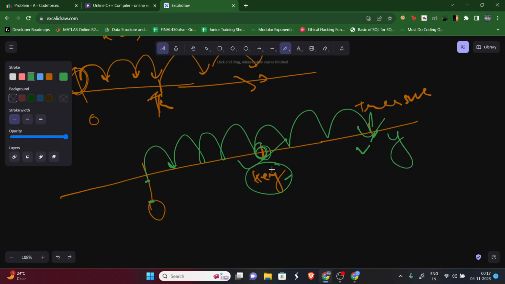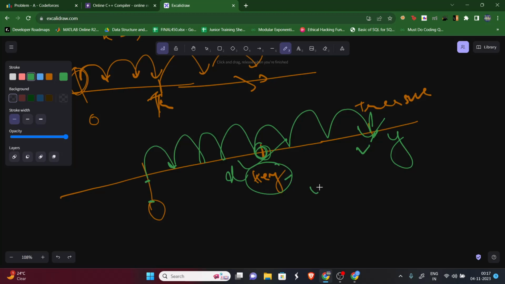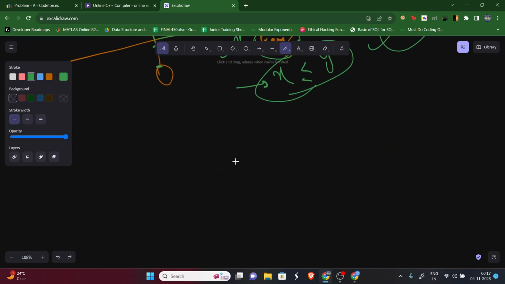The treasure was denoted by y and the key was denoted by x. Just give me a second, let's check this. So x, y, and k, yes, x was the key and y was the treasure. So if y is greater than or equal to x, that means the position of the key is less than or equal to the position of the treasure. That means you can start from 0, pick the key, and then go to the treasure, and you will get the treasure. So in that scenario we can simply return y. But if the scenario is changed, let's say it's 0, first he has the treasure, and then here is the key.